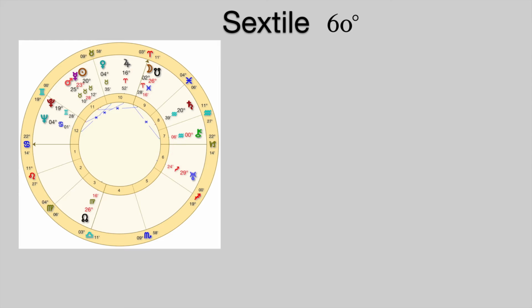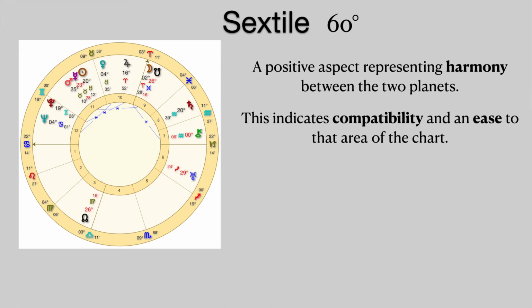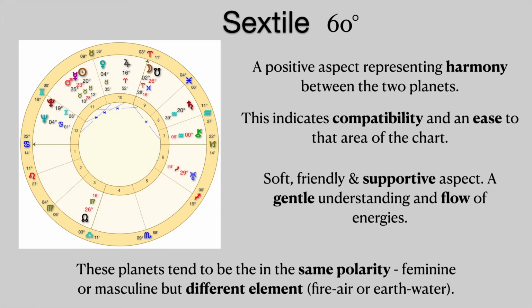Then we have the sextile at 60 degrees. This is a positive aspect representing harmony between the 2 planets. This indicates compatibility and an ease to that area of the chart. A soft, friendly, and supportive aspect, a gentle understanding and flow of energies. These planets tend to be in the same polarity, feminine or masculine, but different element: fire, air, or earth, water.